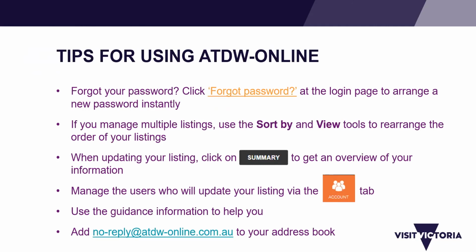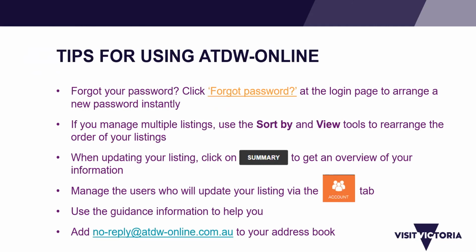If you manage more than one listing, you can use the Sort and View tools on the listing dashboard to sort your listings in the order that you want. When you're updating a listing, rather than moving through each field, you can utilize the Summary button to get an overview of all of your content. That way you can go straight to the module that you'd like to edit.